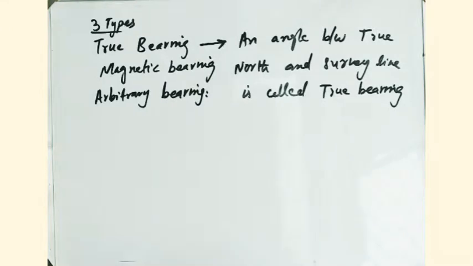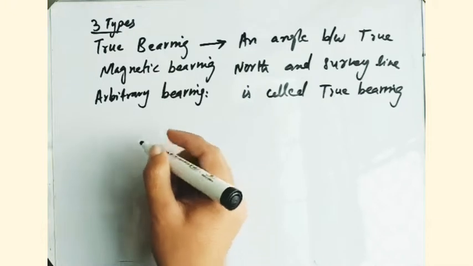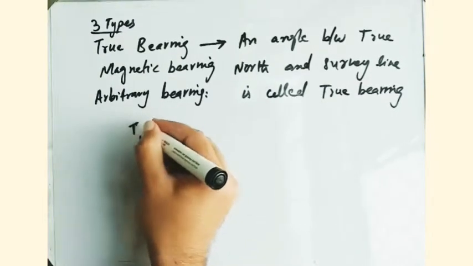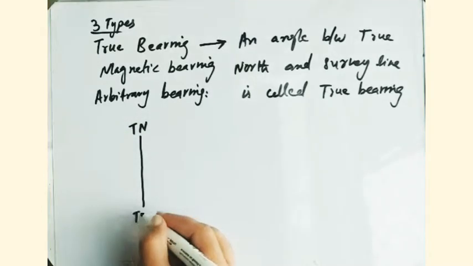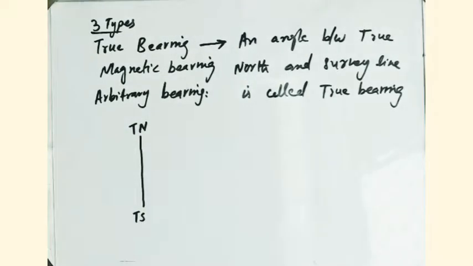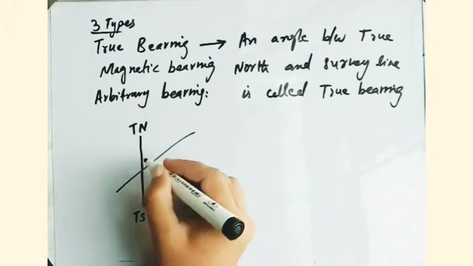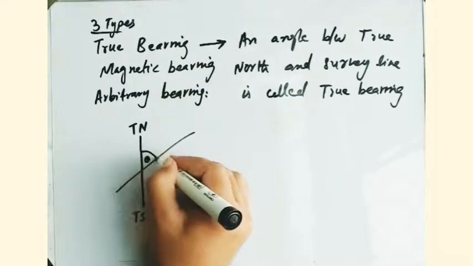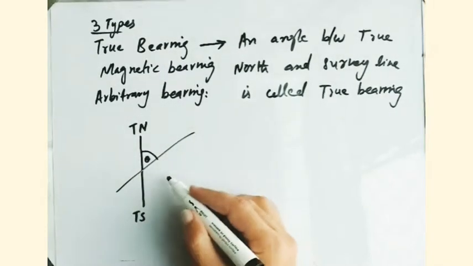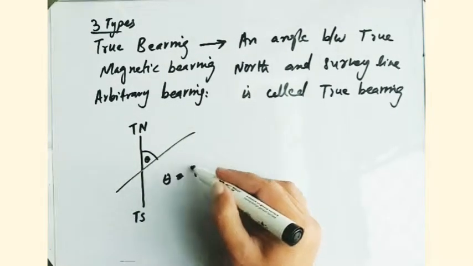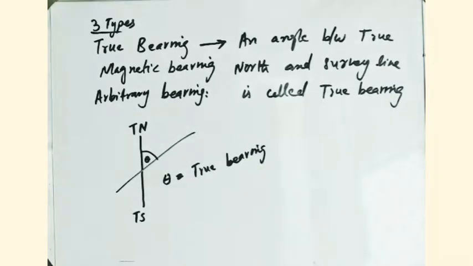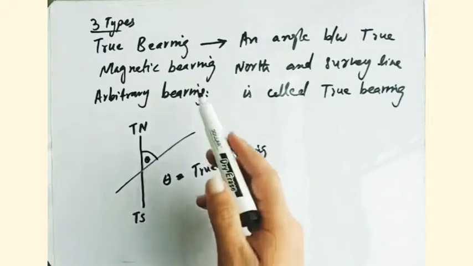True north ke sath survey line jo angle banaye us angle ko kehte hain true bearing. True north are geographic line, just look at them. We represent that from TN and TS, true north and true south. And the line which makes an angle of theta with the true north and true south, so this theta, this is called a true bearing.